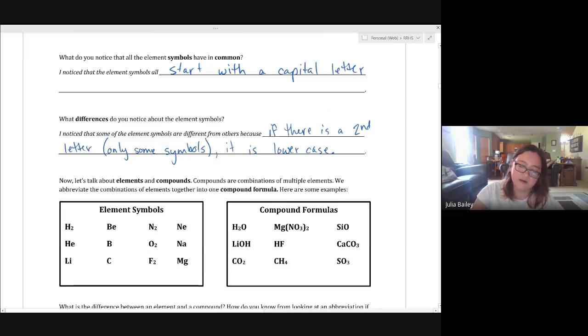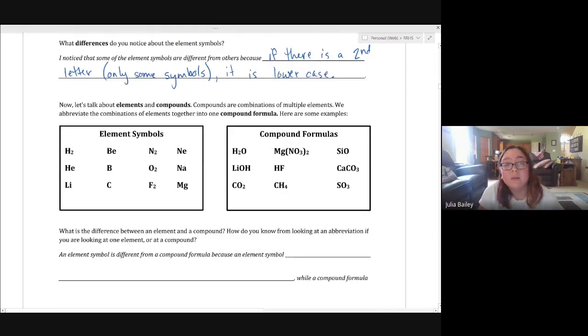Let's talk about elements and compounds. Compounds are combinations of multiple elements. We abbreviate the combinations of elements together into one compound formula. So here are some examples. An element can be like H2, He, Li, Be, B, C, N2, O2, F2, Ne, Na, Mg. That's hydrogen, helium, lithium, beryllium, boron, carbon, nitrogen, oxygen, fluorine, neon, sodium, magnesium.